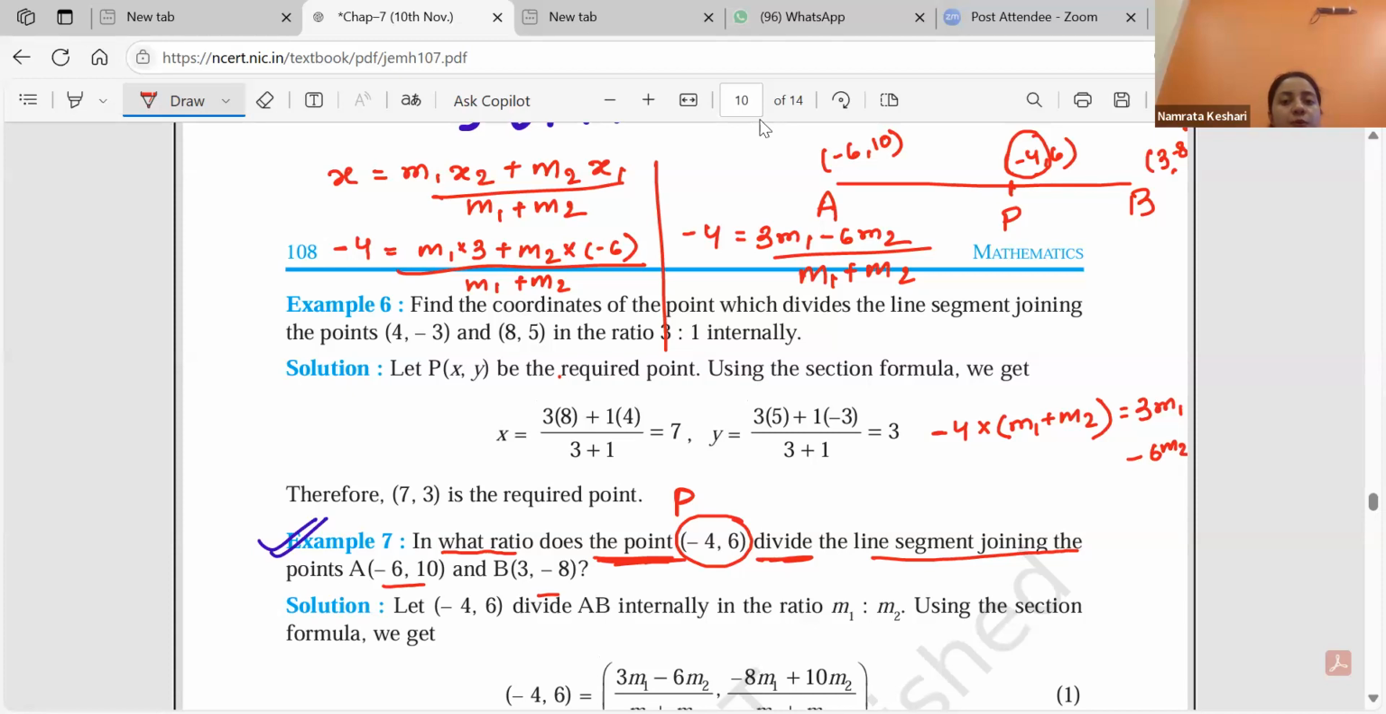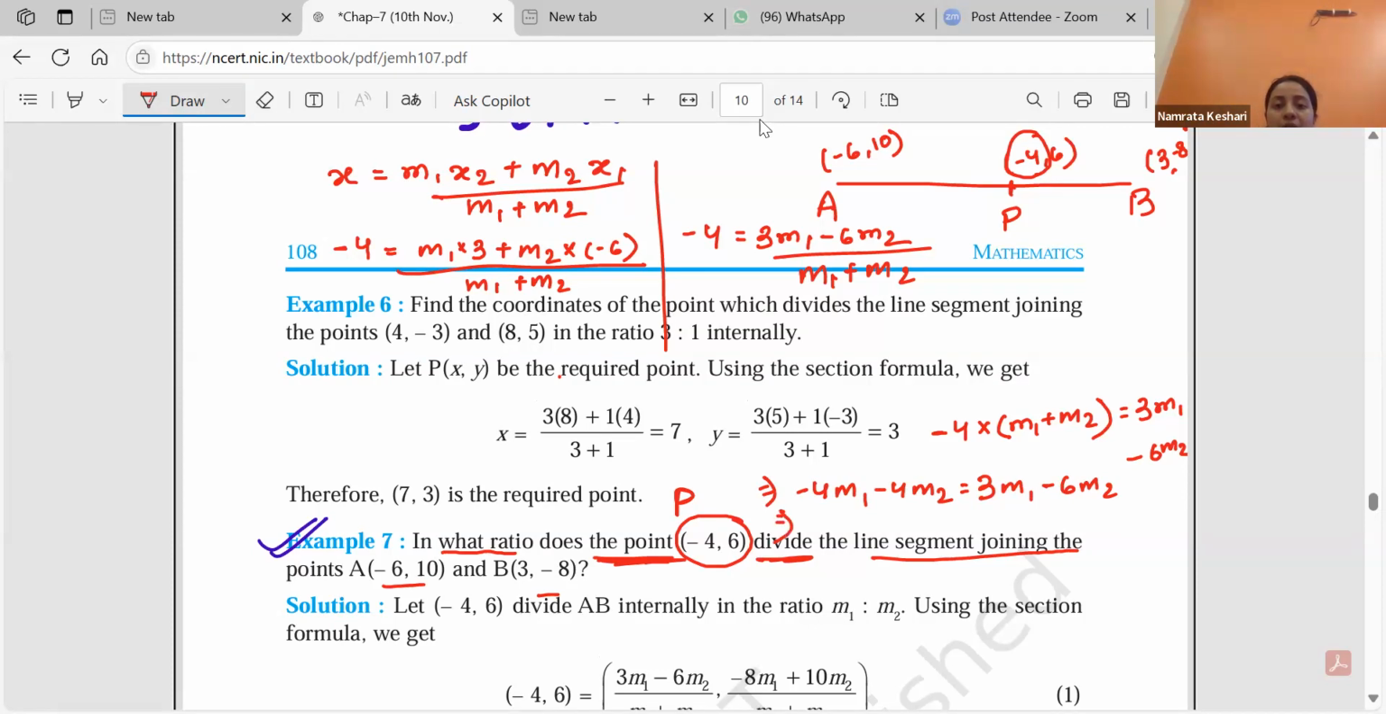Now just do the distributive property: minus 4m1 minus 4m2 is equal to 3m1 minus 6m2. Now m1 and m1 you have to take together, m2 you have to take together. Just try maintaining m1 on one side of the equal sign and m2 on the other side. Directly you will be getting the ratio without even taking the y coordinate into consideration.